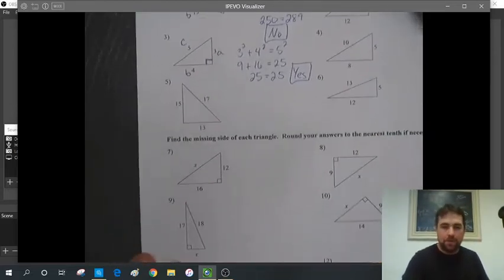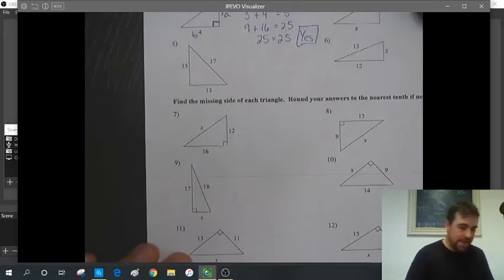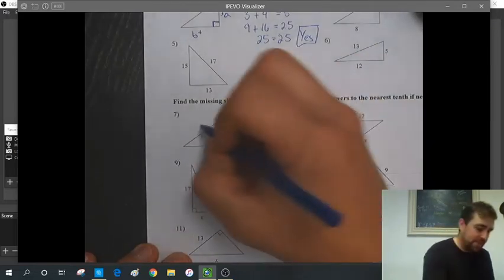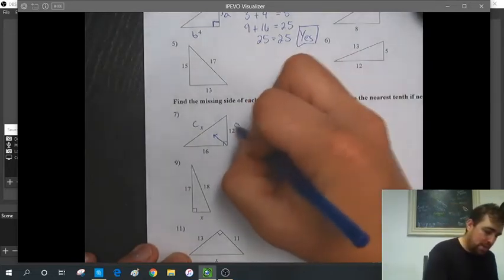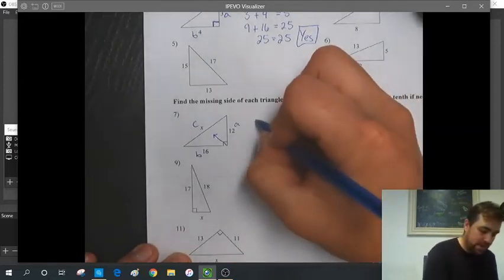Okay, and then the other part of this worksheet is finding a missing side of the triangle, rounding our answers to the nearest tenth if necessary. So this is what we practiced from the notes and from the other worksheet. So again, start off by identifying which side is going to be C. Here's my 90-degree angle. I'm going to look straight across from that to find the hypotenuse. So in this case, we're missing the hypotenuse of this one, so there's C. A and B, substitute it in the Pythagorean theorem, and solve.